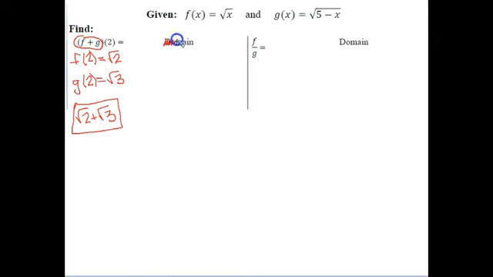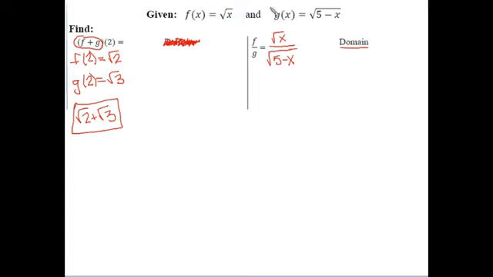We're not really talking about a new function here, so let's cross out domain. Didn't mean to write that in there. But let's go on to this one. So we're going to divide our functions. Our f function is the square root of x, and our g function is the square root of 5 minus x. Now, since we're talking about a new equation, we do have to figure out that domain.